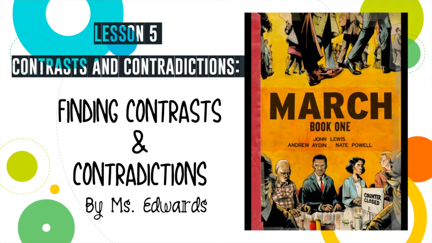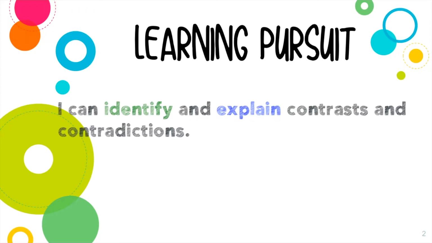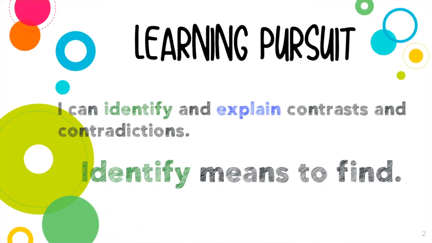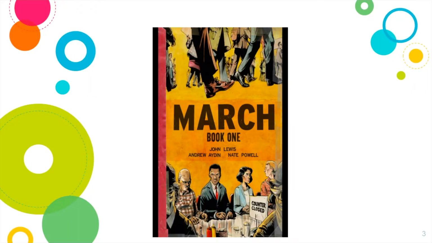So this week we are going to be focusing on finding contrasts and contradictions in pictures, video, and text. You may have seen this learning pursuit in the past. I can identify and explain contrasts and contradictions. Identify means define, explain means to describe in detail. We have been reading parts of the book March.